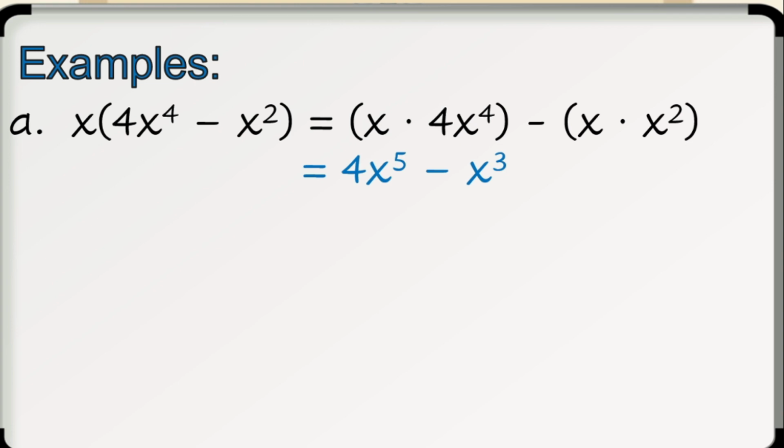Simplifying it, we have 4x raised to 5 minus x cubed. Remember that we cannot combine these two terms since they are unlike terms.